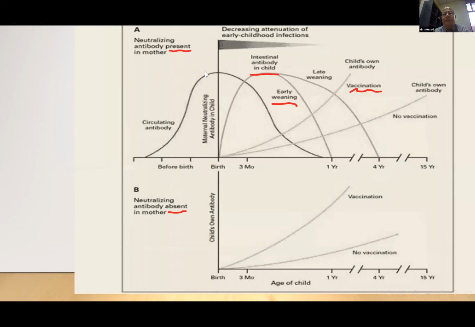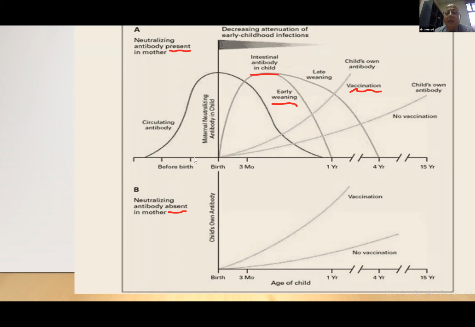Okay, you can see here what happens as anyone gets immunity in the first few months or few years of life. You can find here the circulating antibody before the delivery, which comes from the mother, and it will decrease before the first year. At the time, the baby is trying to build up his own antibodies. At the same time, he is trying to make equilibrium.